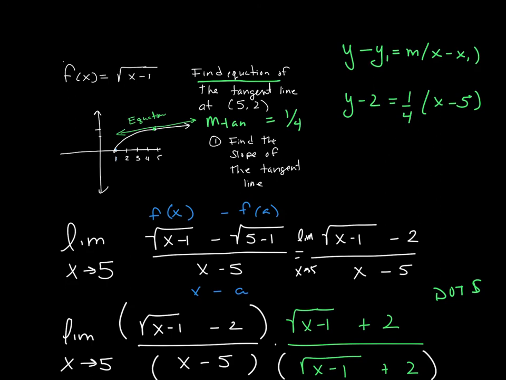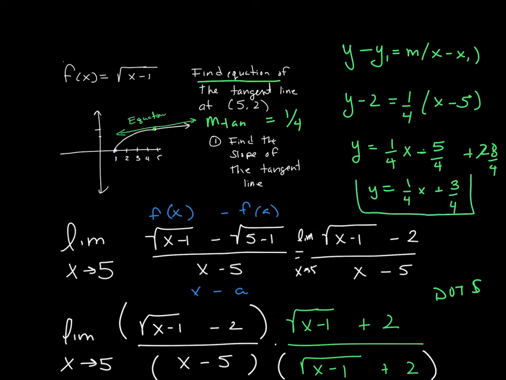Which, to put it into slope-intercept form, gives me y is equal to 1/4 x minus 5/4 plus 2. 2 is rewritten as 8/4. So that gives me y equals 1/4 x plus 3/4. So that will be the final answer for that question.